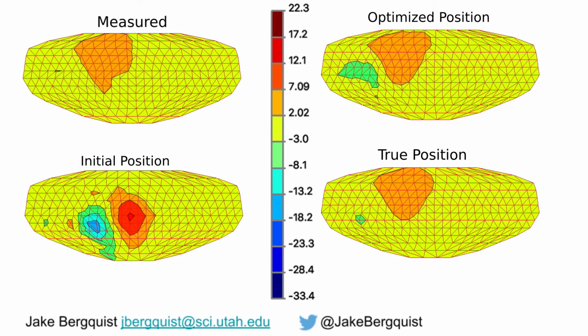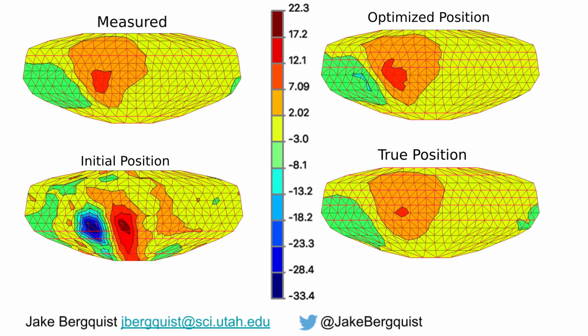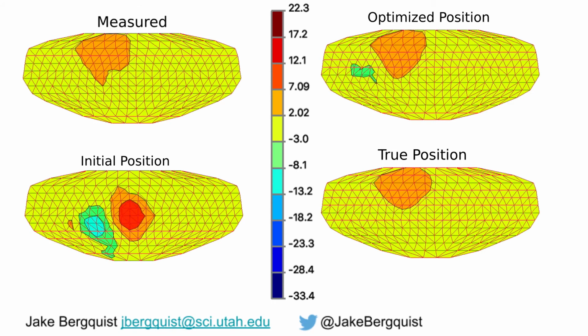Let's take a moment now to compare the inverse solutions that we're seeing. If we go ahead and pause right in the middle of the QRS, just about here, we can clearly see that the optimized position and true position produce far superior reconstructions than the initial unoptimized position. Not only is the spatial distribution very different, the initial position also shows maxima and minima values that are far outside the range of what's being observed in the measured electrograms.